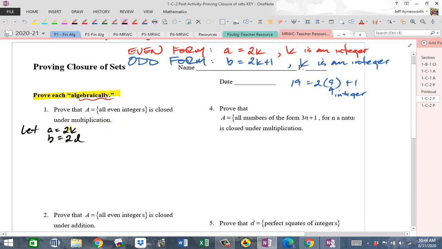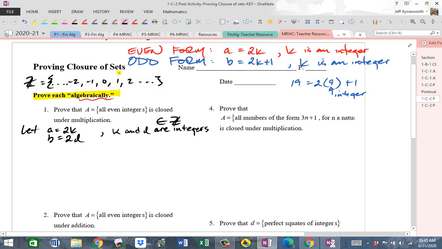So here we have 2k, or 2 times an integer. K is an integer, l is an integer, so we have to make note of that. You can write it out in English like that, or you can use symbols and say they're elements of Z, where Z is the set of integers. Remember the set of integers: -2, -1, 0, 1, 2, and on forever. It's the whole numbers and their opposites.